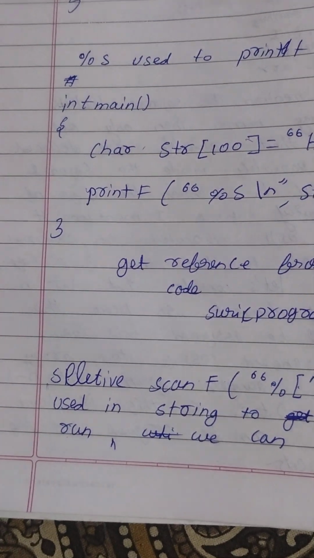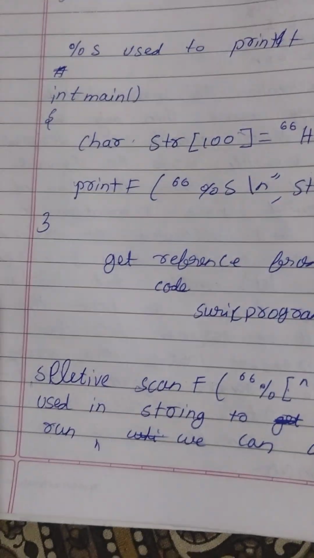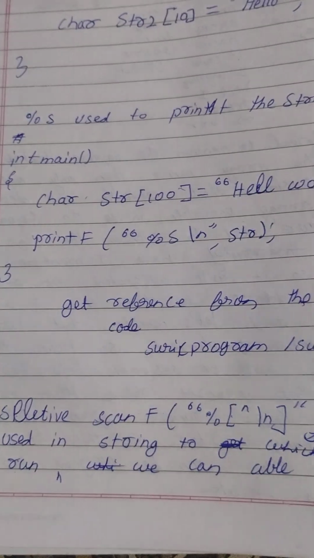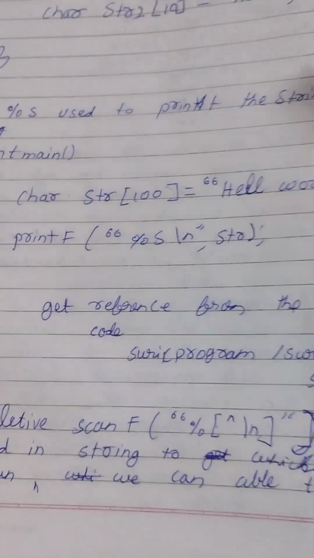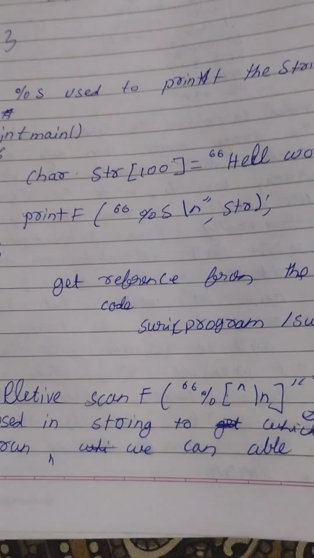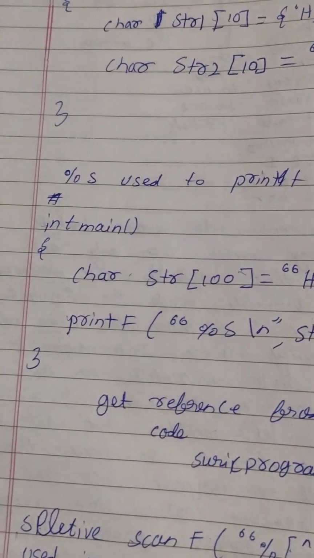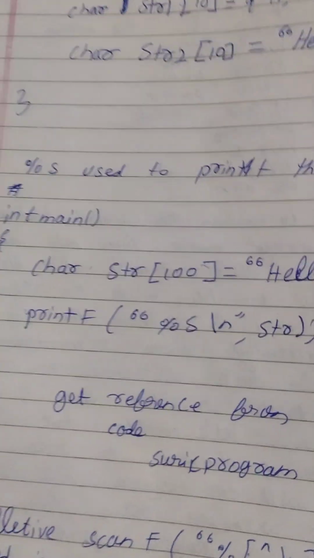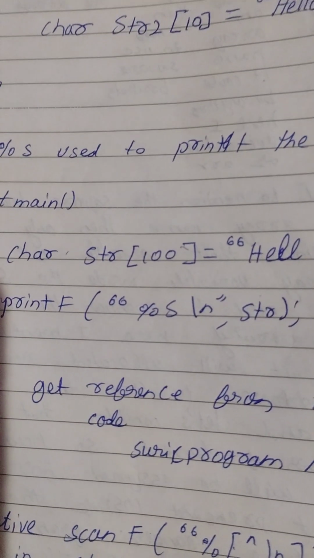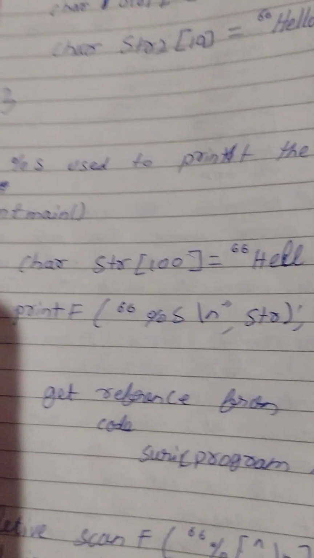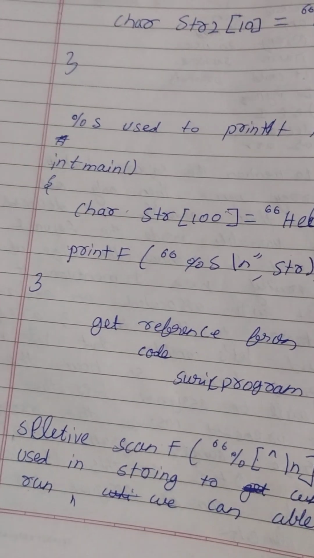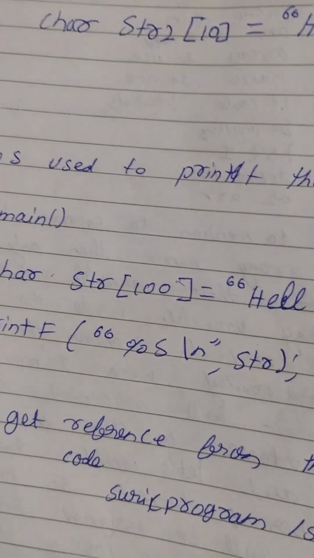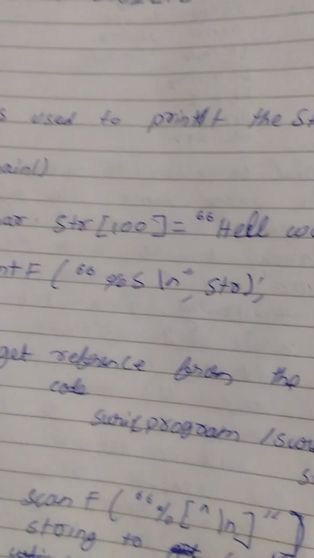In an array, how can we do this? Again we can go for a for loop, and inside the for loop we write the scanf statement. So one by one we can store it in the array. But here we can use %s. So scanf, open bracket, %s, close bracket, comma, str, close bracket, semicolon.